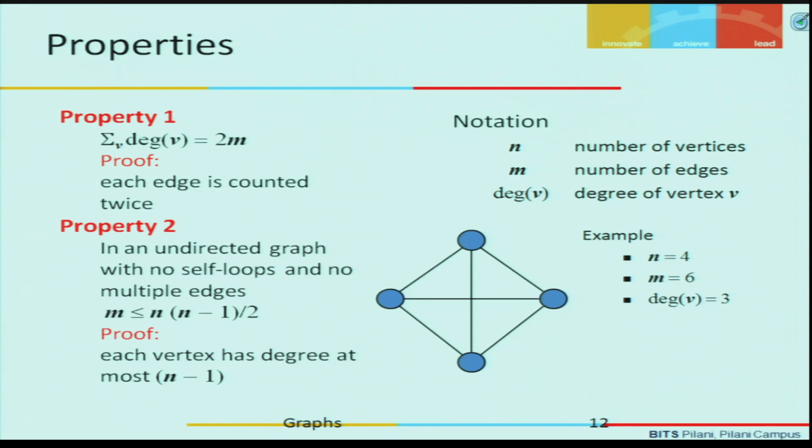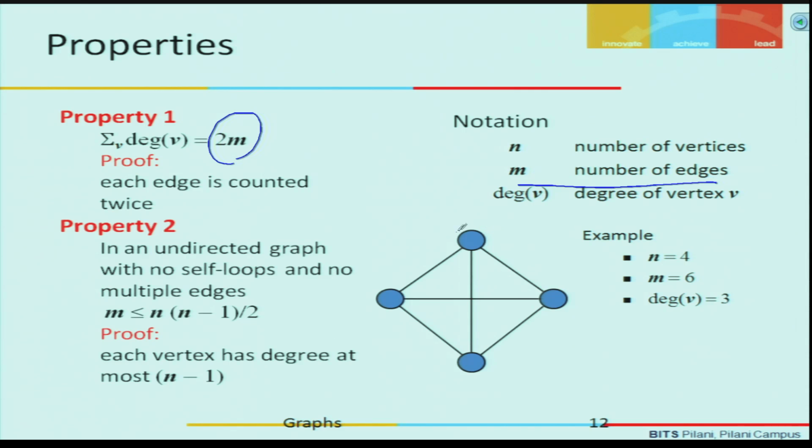Some simple properties. Property 1 we have already seen, that if you look at the sum of the degrees of all vertices, you get twice the number of edges. M here is the number of edges. In property 2, in an undirected graph with no self loops and no multiple edges, M is less than or equal to n into n minus 1 by 2, that is the number of edges you can have at most is n into n minus 1 by 2. This is because each vertex has degree at most n minus 1.